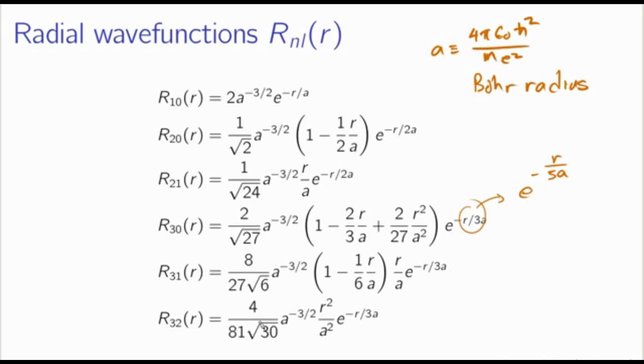So, normalization constant, a raised to the -3/2 power, an exponential in e to the minus r over a multiplied by some integer, where that integer is the same as the integer that you chose when you were determining the energy, and a polynomial in the variable r over a.